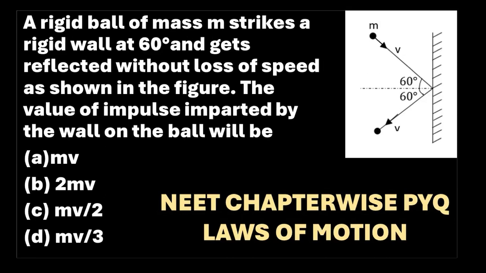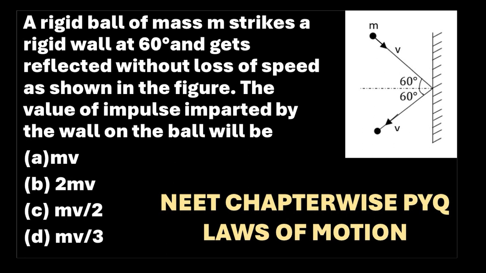A rigid ball of mass m strikes a rigid wall at 60 degrees and gets reflected without loss of speed v. The value of impulse imparted by the wall on the ball will be?